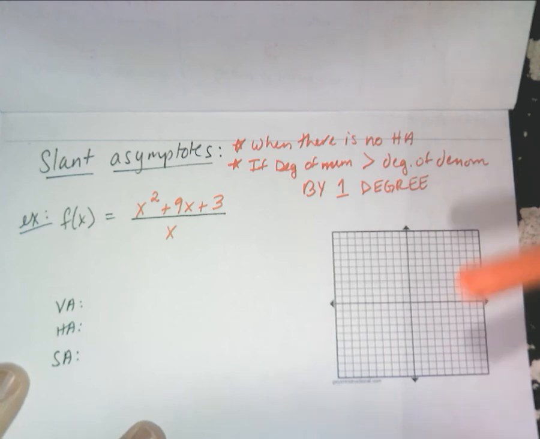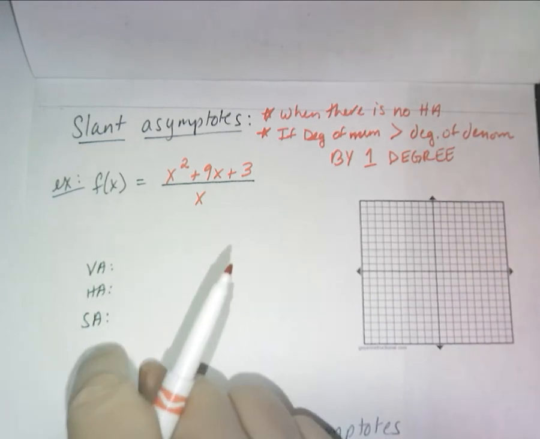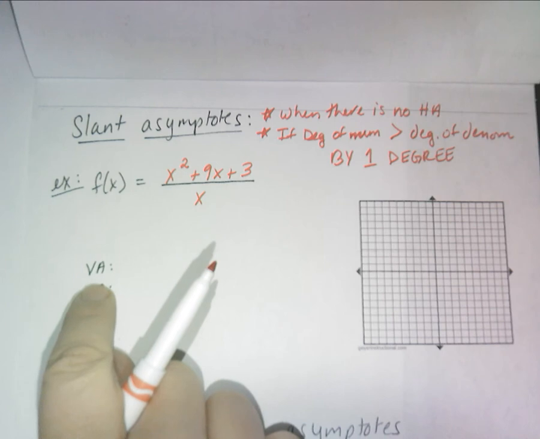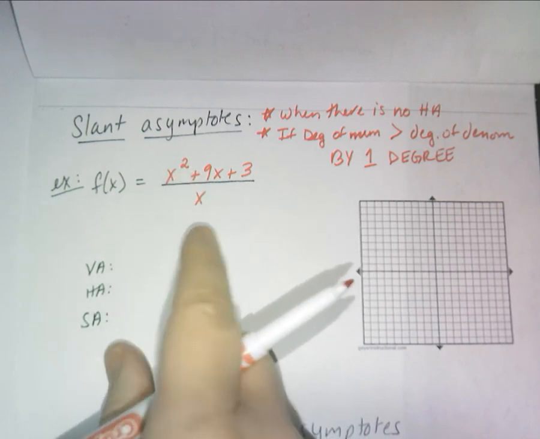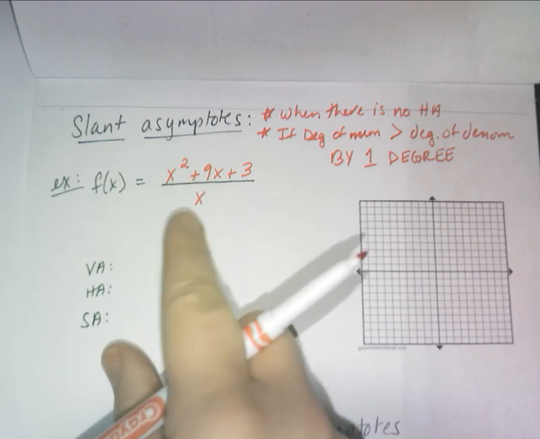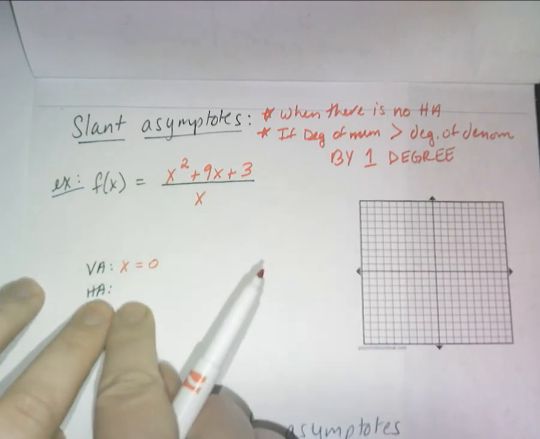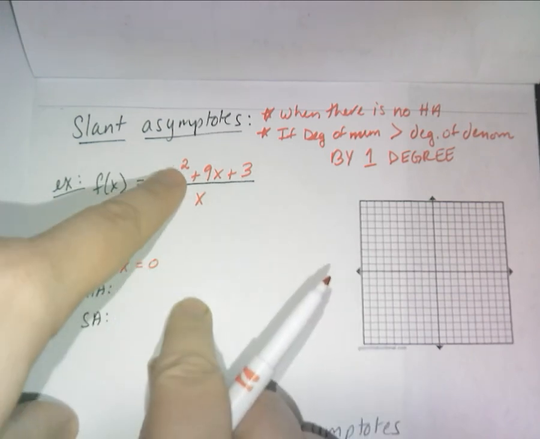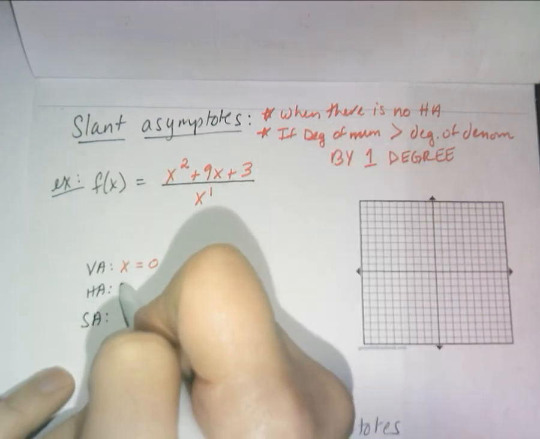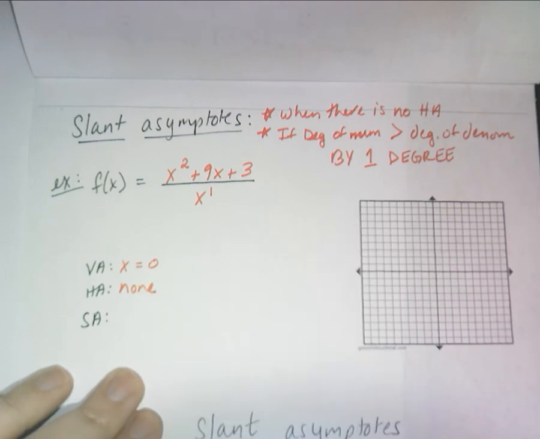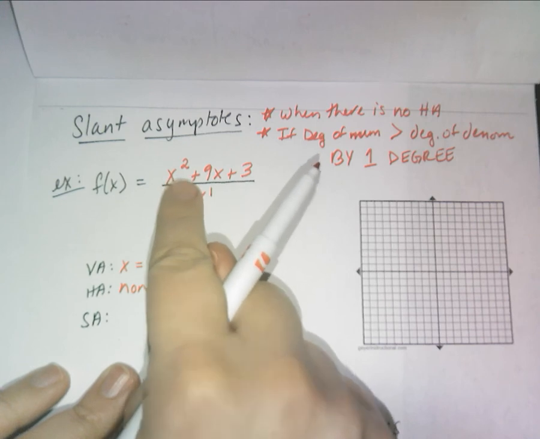Okay? So let's go through this one, VA, HA, SA. Let's see if we can figure this out. Let's start with VA. How do I know what a vertical asymptote would be in this one? Set the denominator equal to 0, so when would that be 0? x equals 0. Horizontal asymptote, you look at the degrees. The degree on top is 2, degree on bottom is 1. If the top is bigger, then you automatically write none. Is it bigger by 1? Yes.